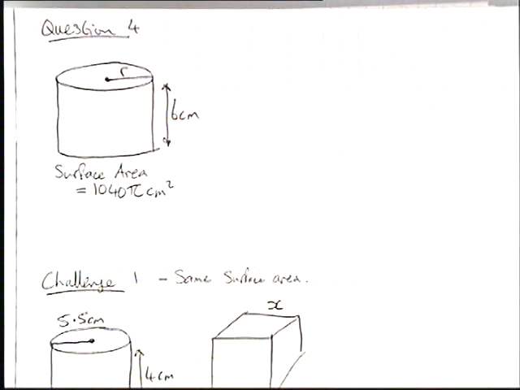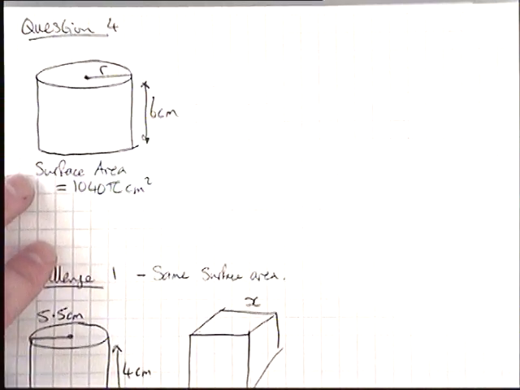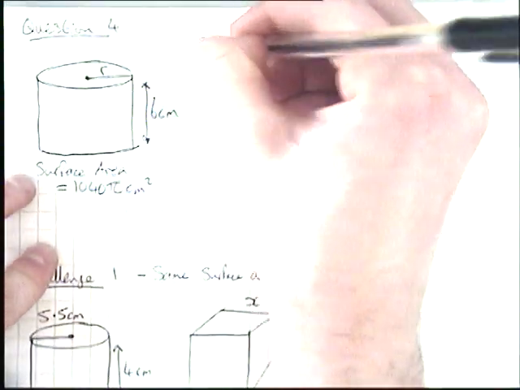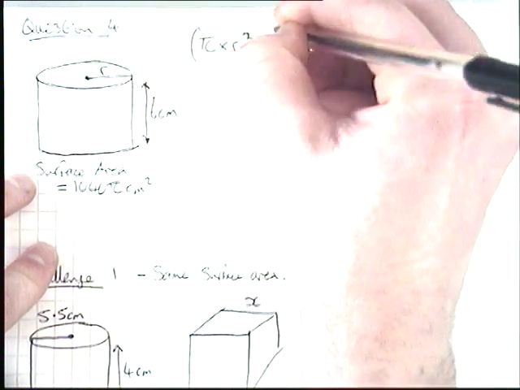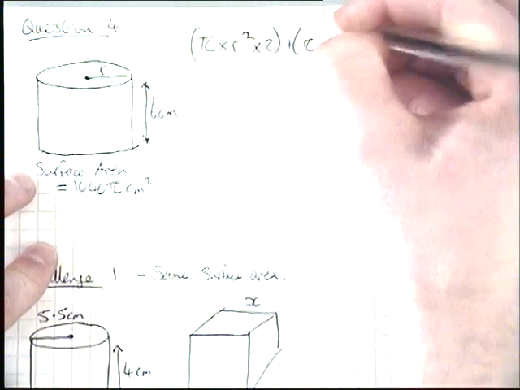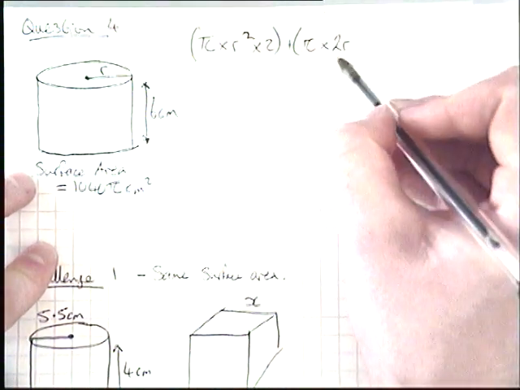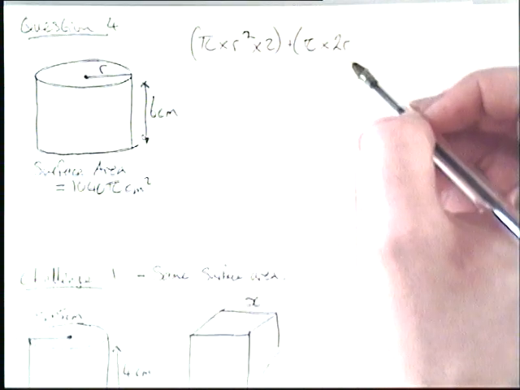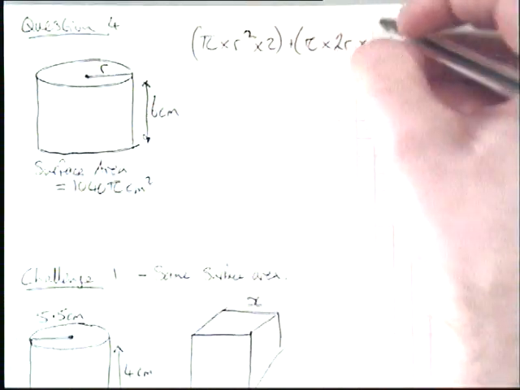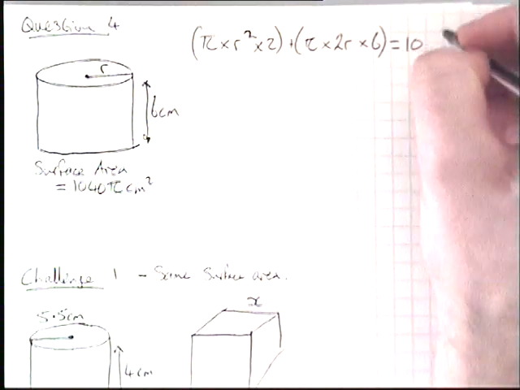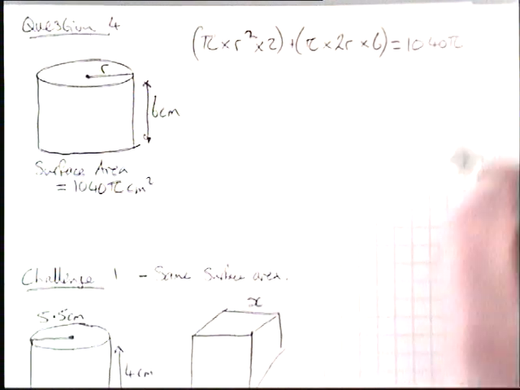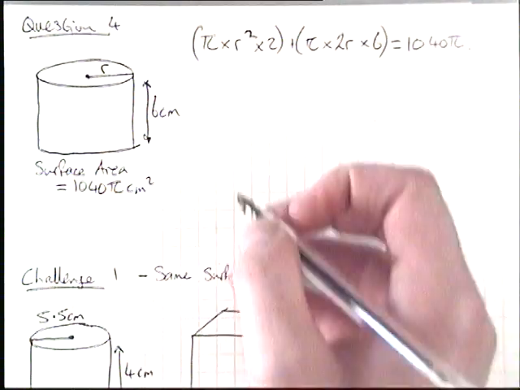Question 4. So this time we've got to try and find the radius. Again, we're just going to substitute in what we know. So we've got pi times the radius squared times 2 plus pi times 2r, because remember 2r is another way of expressing the diameter, multiplied by the height of 6, and we're told that is all equal to 1040 pi.